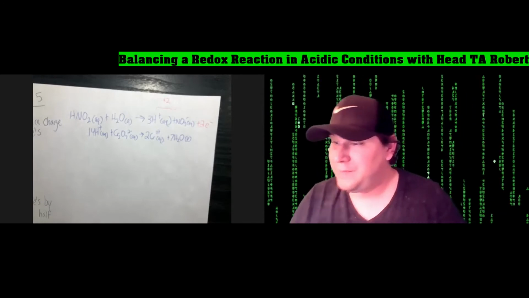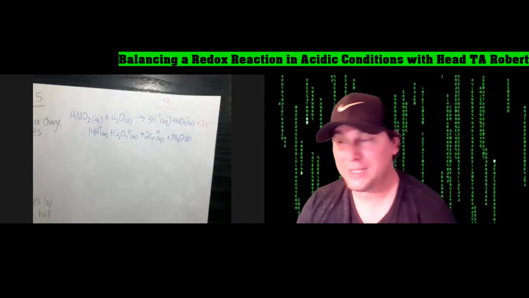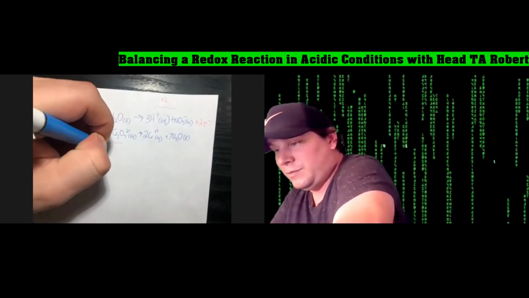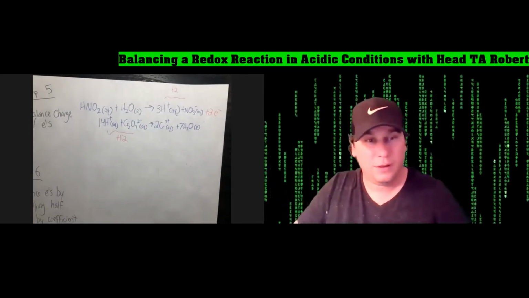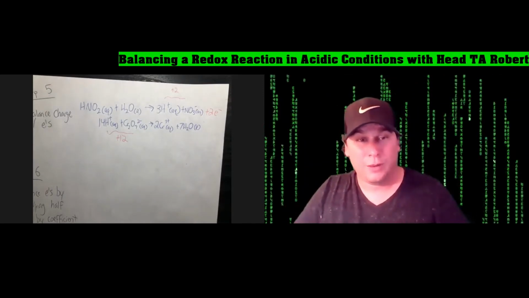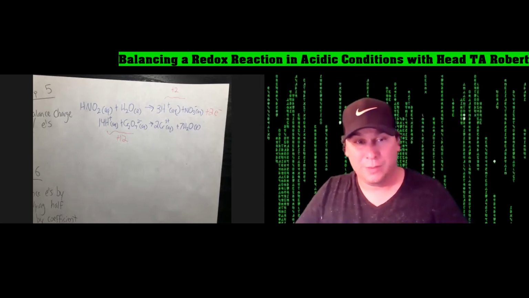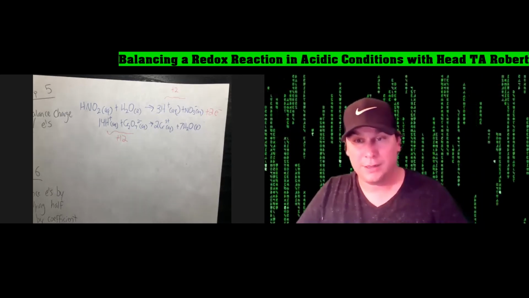Now let's check out the bottom. So that's 14 plus on the left and a 2 minus. So that's plus 12. Plus 12. Then on the right, what do we have going on there? We have 2 times 3 plus, which is 6.